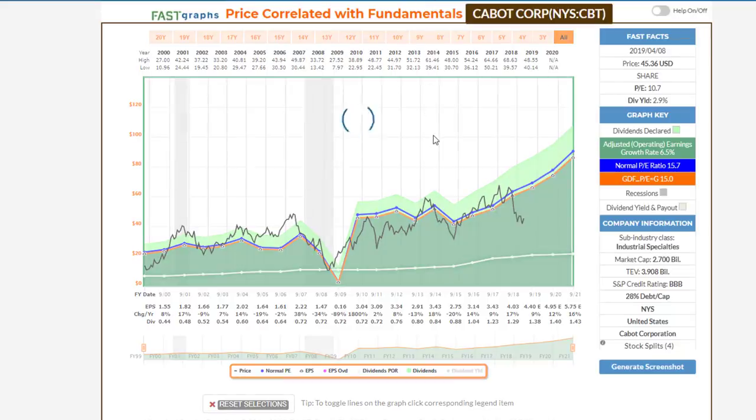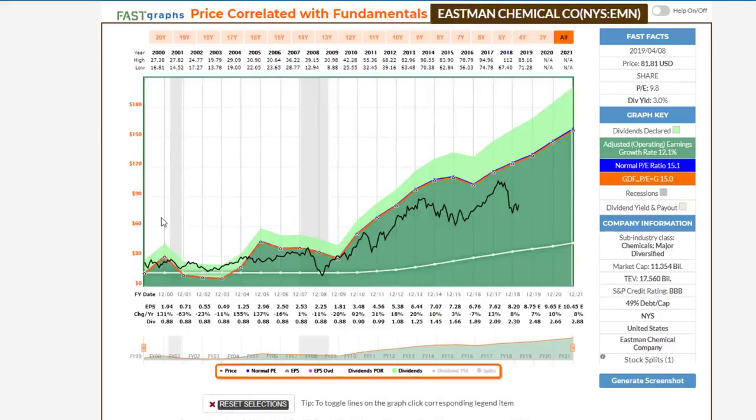So the next company I'm going to go to is Eastman Chemical Company. Now here we have probably more growth and less cyclicality.